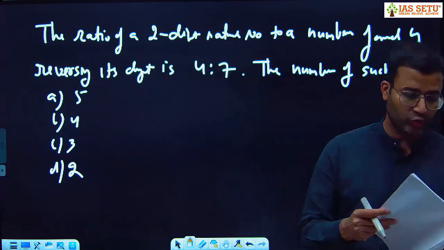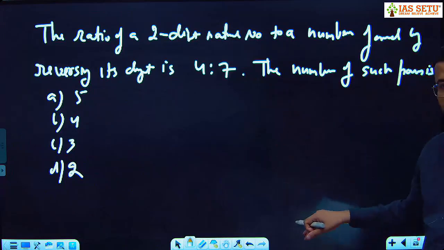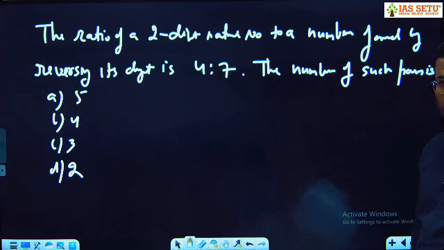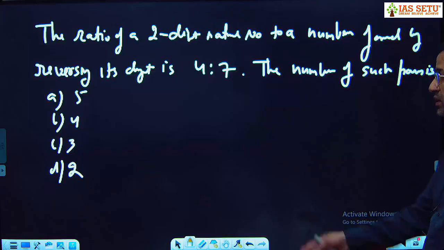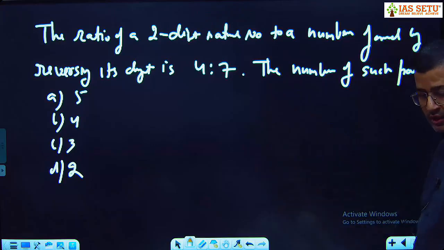I give you one more question. Then I will teach the concept. Then we handle these two questions. एक तो क्वेश्चन ही हो गया, the ratio of the two-digit natural number to a number formed by reversing its digit is 4:7. The number of such pair is written.